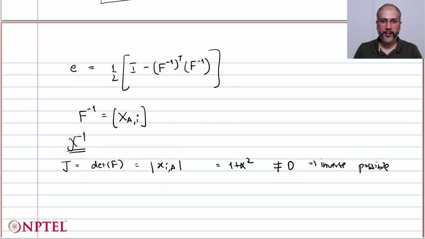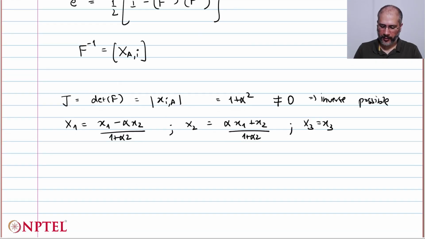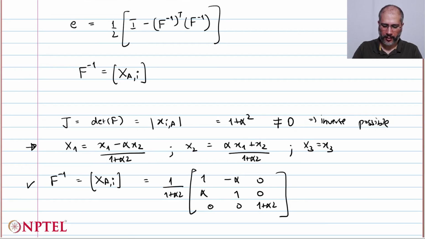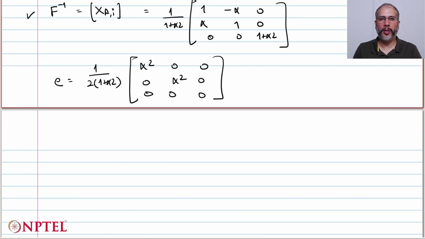And now we find the inverse, which I'll leave it to you to find because we have done enough problems to find inverse transformations. Right, so now that we have the capital X's in terms of small x's, we can find F inverse, which is capital X A comma i, which comes out to be this. And since we have an F inverse now, we can calculate the Eulerian strain tensor or the Eulerian finite strain tensor with it, which has this form.